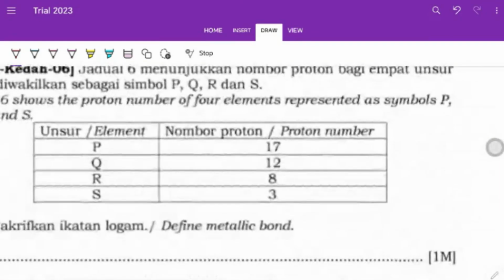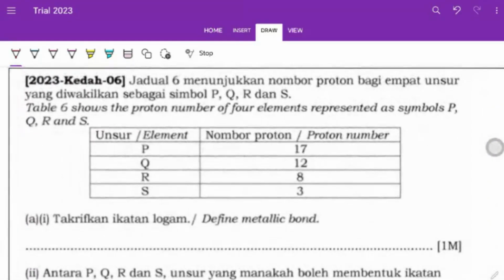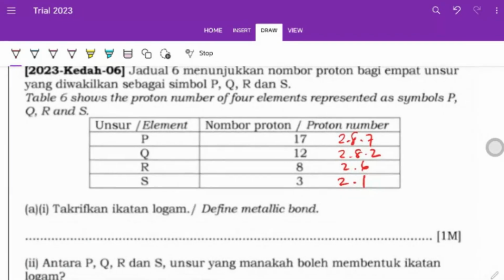Next we look into the next question. PQRS, proton number 17, so it's 2,8,7. Every time you look at this kind of question, write out the electron arrangement. This one is 2,2. This one is 2,6. This one is 2,1.